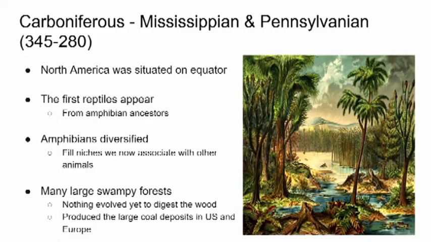Our next time period is the Carboniferous period. This is split into two ages, the Mississippian and the Pennsylvanian. 345 million years ago to 280 million years ago for the Carboniferous period. North America was near the equator again. We have reptiles appearing. We have amphibians diversifying.